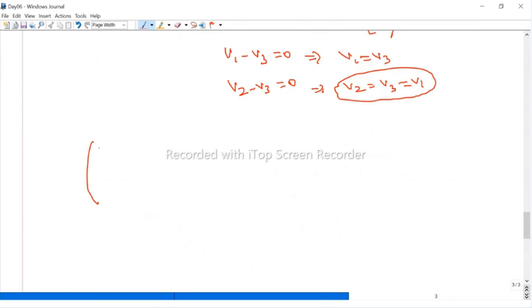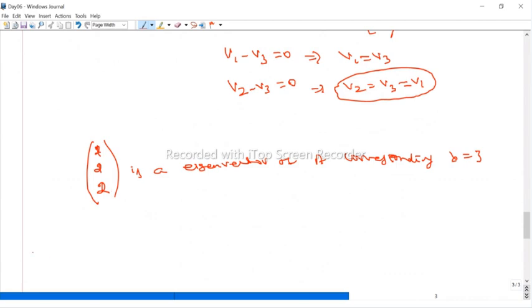In general, suppose I take 1, 1, 1. This is an eigenvector, one of the eigenvectors of the matrix A corresponding to the eigenvalue lambda equal to 3. Not only 1, 1, 1, you can take 2, 2, 2 also. That is also an eigenvector. Therefore, what are the eigenvectors? You can take x, x, x, where x is any real number.